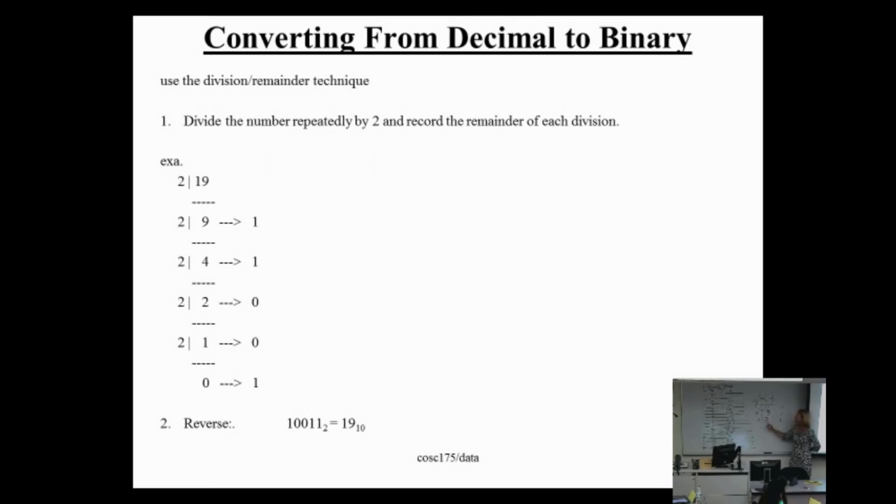2 into 2 we know goes once and there's no remainder. We're not done yet. Okay, keep going. So now we're going to take 2 into 1. 2 does not fit into 1, but there's a remainder of 1 because the 1's still sitting there. So 2 into 1 goes 0 times, remainder 1. So the answer now is 1, 0, 1, 1, 1. You with me? Okay.